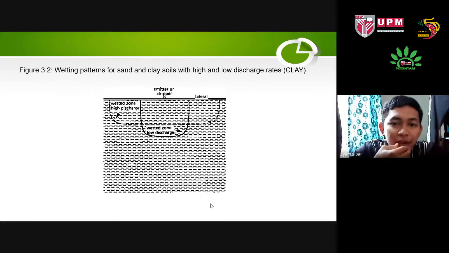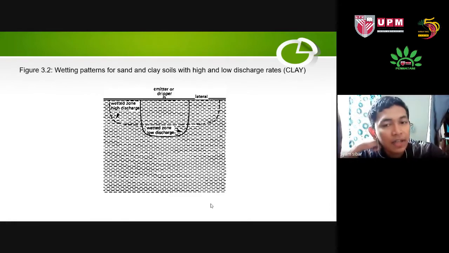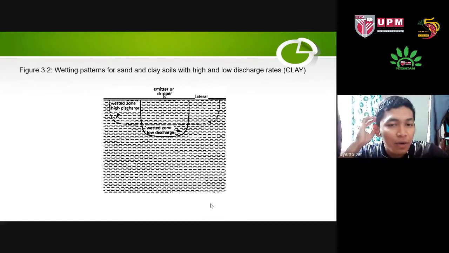Although only part of the root zone is wetted, it is still important to meet the full water needs of the crop. It is sometimes thought that drip irrigation saves water by reducing the amount used by the crop. Crop water use is not changed by the method of applying water; the crop just requires the right amount of good water.